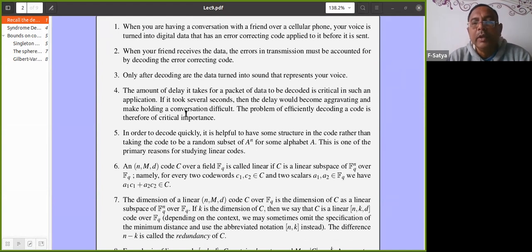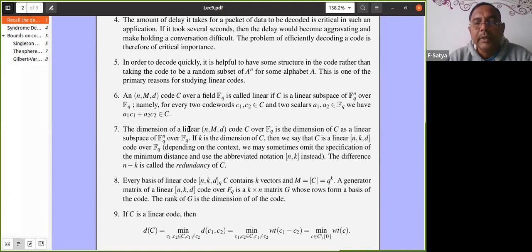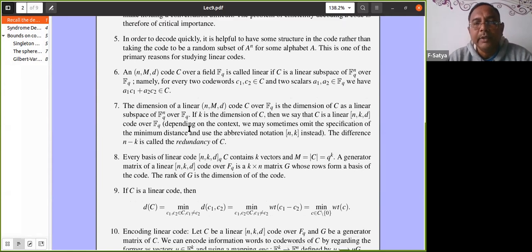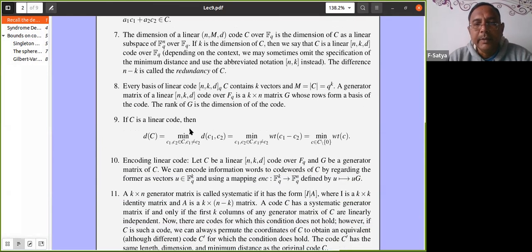In order to decode quickly, it is helpful to have some structure to the code, rather than taking a random subset of FQ power n. That's why we will take linear codes. The reason for taking linear codes is that. So an n, k, d code C over FQ is a linear code. You know it is a subspace, right? So subspace, you know the definition. Redundancy bits and all, you know.